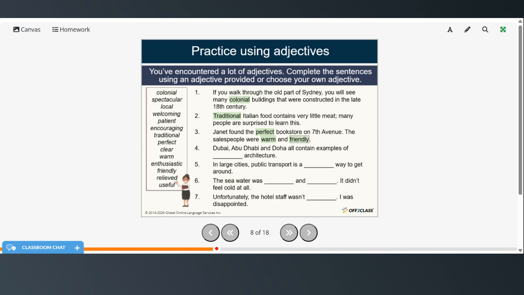Dubai, Abu Dhabi, and Doha all contain examples of traditional architecture. In large cities, public transport is a spectacular way to get around. The sea was warm and welcoming. It didn't feel cold at all.